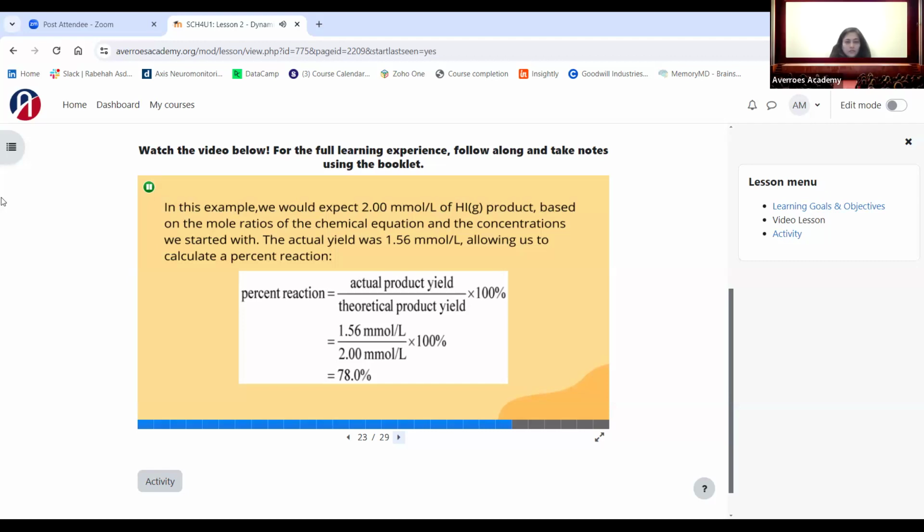So the actual yield was 1.56 millimoles per liter, as you see in your table. And we do a percent reaction, which equals actual product yield over the theoretical product yield times 100. So we have 1.56 from our equilibrium system concentration of HI over 2.00, that's your expected, your theoretical yield. And you get 78%. Right? So 78% is your percent reaction of your hydrogen iodide system at 448 degrees Celsius.